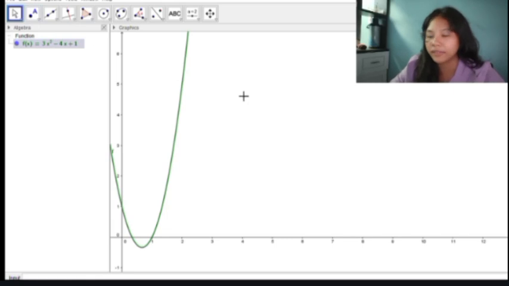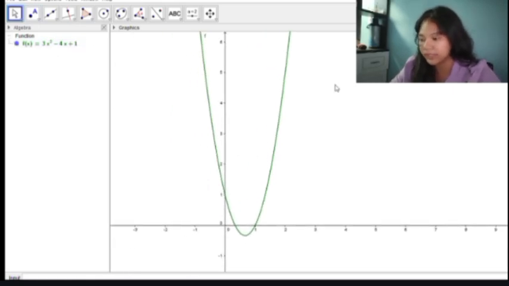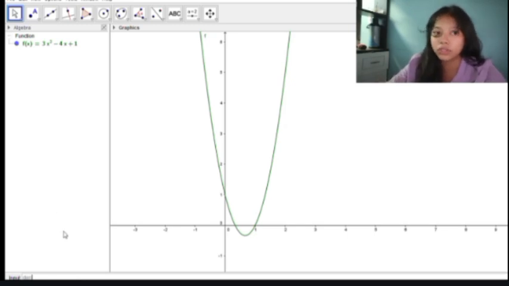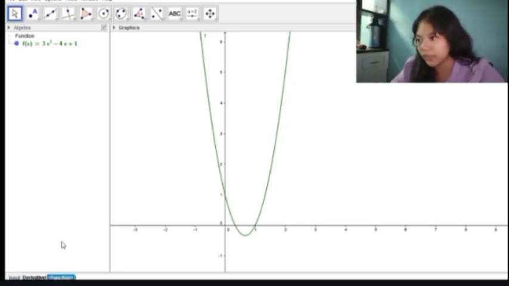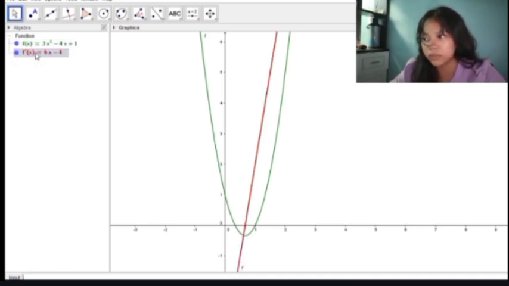Let's differentiate the following equation. We can just type in derivative and then the first option, which was the function, and we don't need to write the whole equation. We can just put the name of the function, which is in our case f, then enter. So here the f prime of x is equal to 6x minus 4.